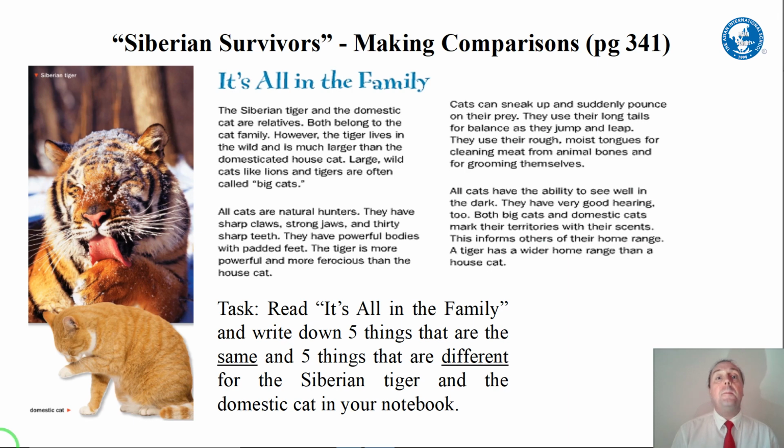Next, making comparisons. So here we see a cute little domestic cat and a Siberian tiger. So are there comparisons? Are there things that are the same and different about these two? So what I want you to do is take 5 minutes, read this narrative, It's All in the Family, and write down 5 things that are the same and 5 things that are different for the Siberian tiger and the domestic cat in your notebook. So take 5 minutes and do that now.